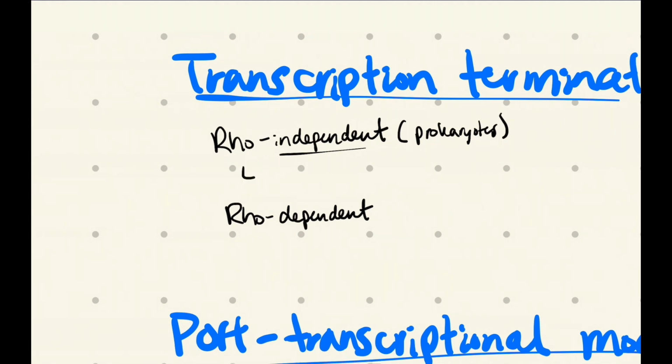Essentially, what you're going to have in your RNA is you're going to have a lot of palindromic elements.